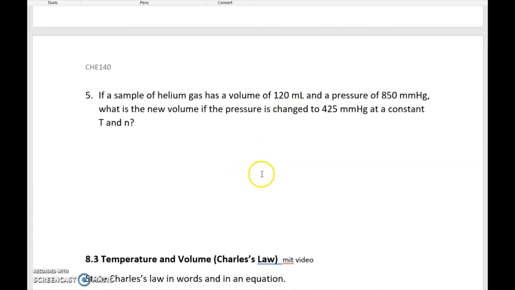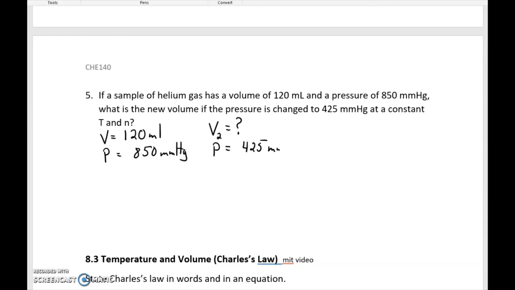If a sample of helium gas has a volume of 120 milliliters, we have a pressure of 850 millimeters of mercury. What is the new volume? So this is volume 2. We don't know what it is. What is the new volume if the pressure is changed to 425 millimeters of mercury? So these will end up being the initial, and these are our secondary.